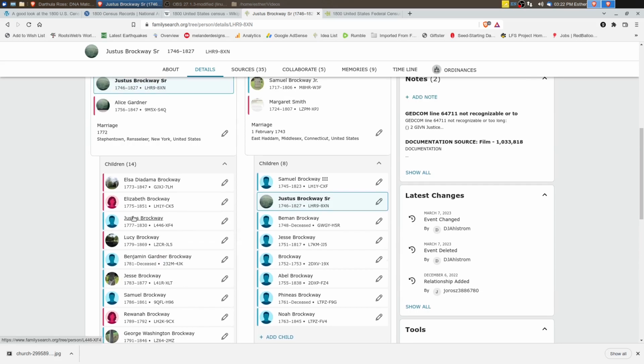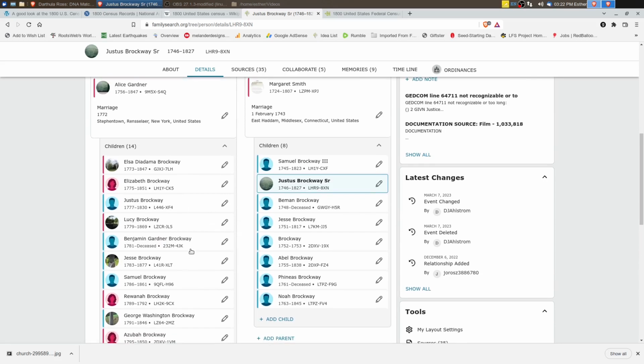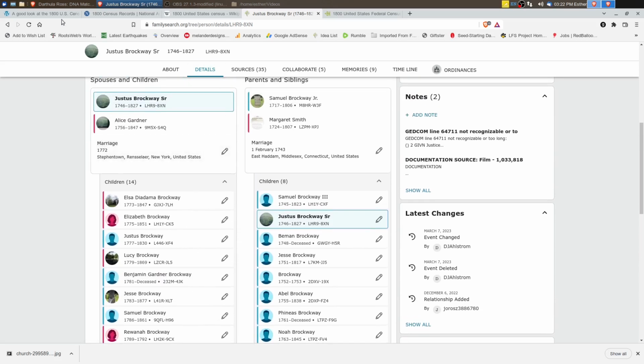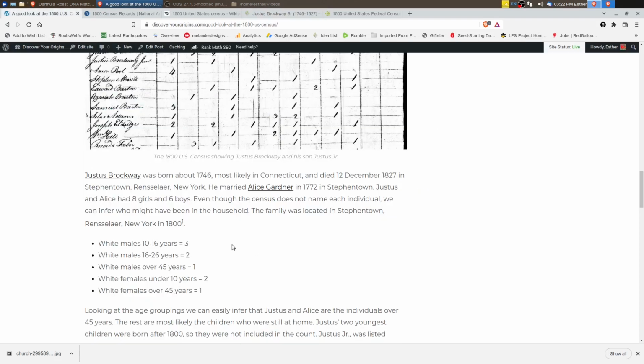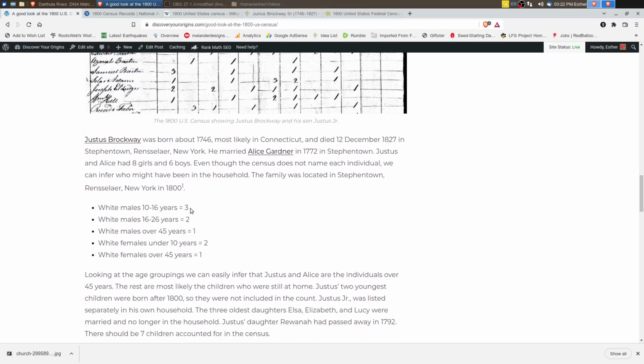So that kind of breaks down the family a little bit better to see who all was in the household. So let's go back. We have three males 10 to 16 years old, two males 16 to 26, one male that's 45, two females under 10 years old, and one female that's 45.